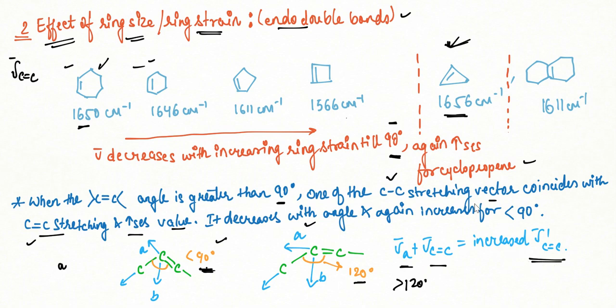Alright, okay everyone, so I hope that this was a bit helpful for you to understand why the value is decreasing from greater ring to a smaller ring only till butene system, and after butene it is again increasing. Okay, so I hope that you are able to understand this.